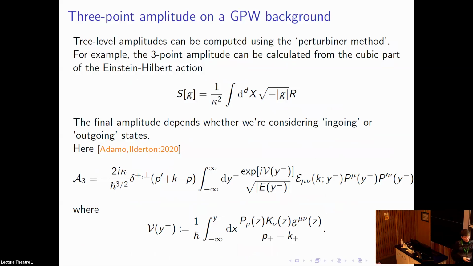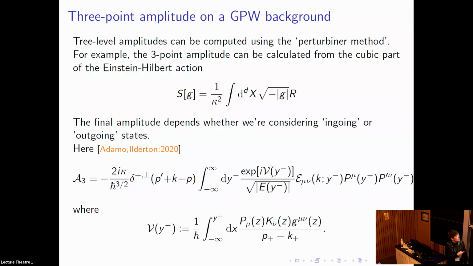Okay, and then we throw all of this into our 3-point using the perturbiner method. For example, here we calculated from the cubic part of the Einstein-Hilbert action. And then the final amplitude is going to depend on whether we're looking at ingoing or outgoing states. So in what we're looking at, it would be an ingoing massive scalar of some mass, and then an outgoing massive scalar and some emitted outgoing graviton. This corresponds to this.